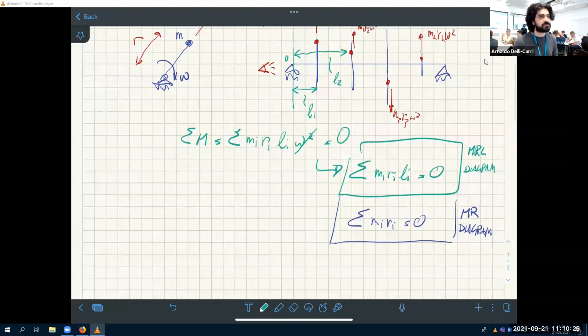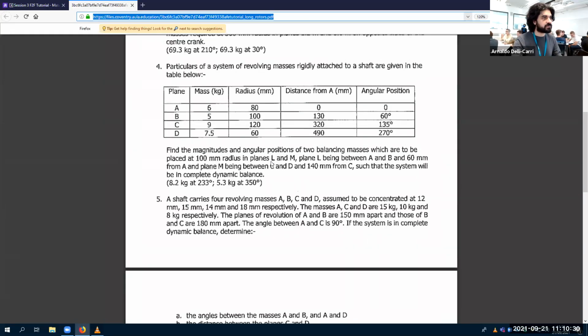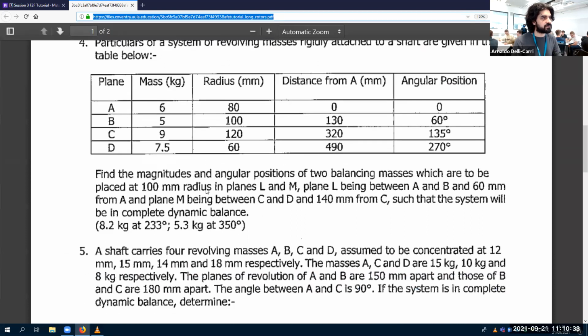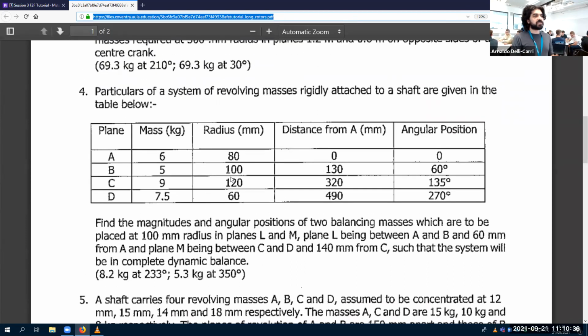Now let's solve the question. The question is this one, question 4. Let me make it larger and larger. There you go. The particulars of a system of revolving masses rigidly attached to a shaft are given in the table below. Remember, I gave you instruction about creating tables last time. Now the table is already given, so we don't have to do much. So let me solve question 4. I'll copy the table first, and then I'll show it to you.